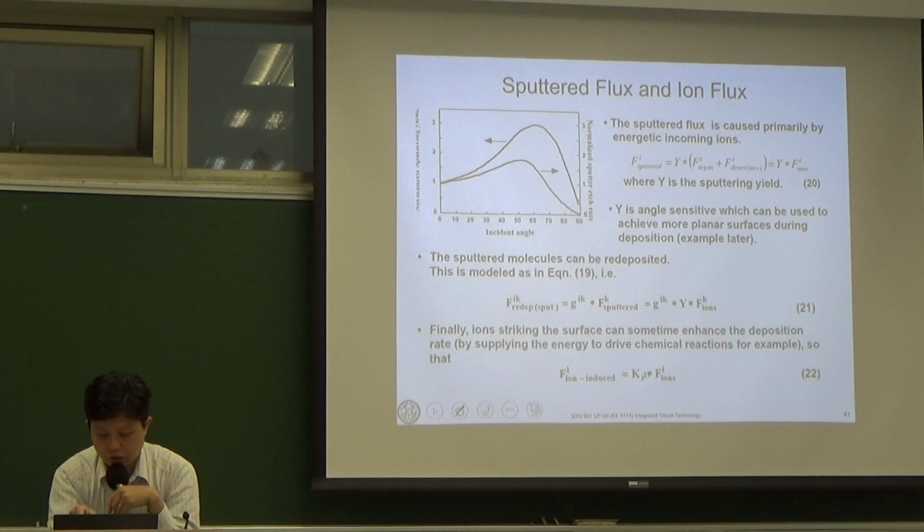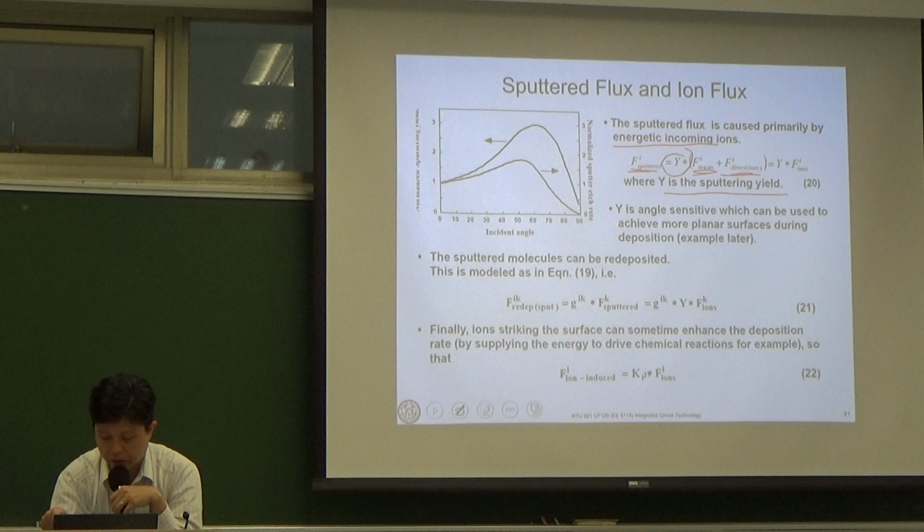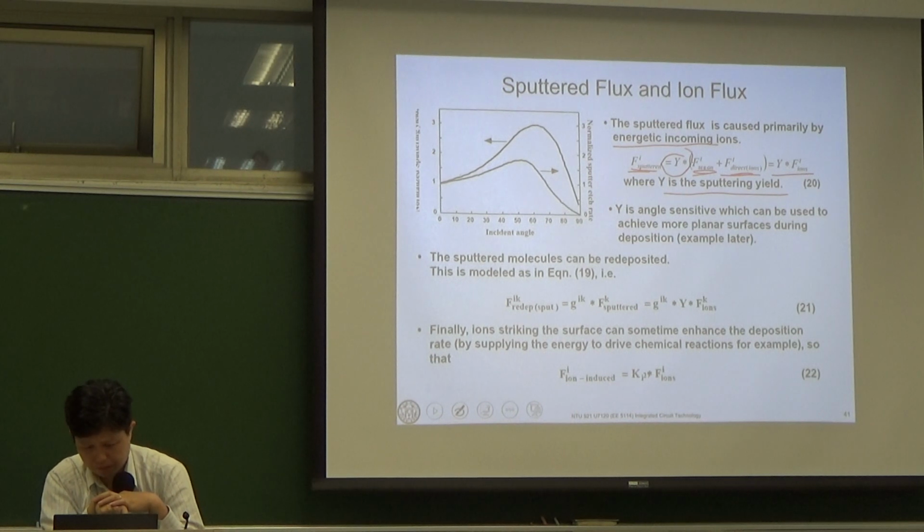Now let's get into the sputter term. So we have this sputter flux. Okay, so it's primarily by these energetic incoming ions. So we have this argon, we have these direct deposit ions, and we have this Y, we call it the sputter yield, as we just mentioned before.